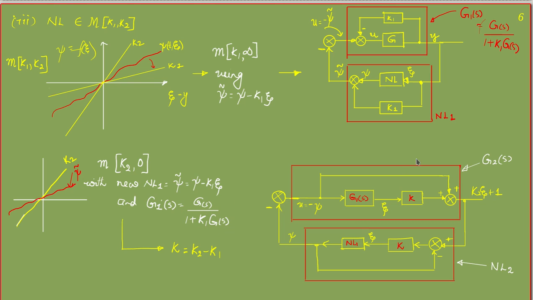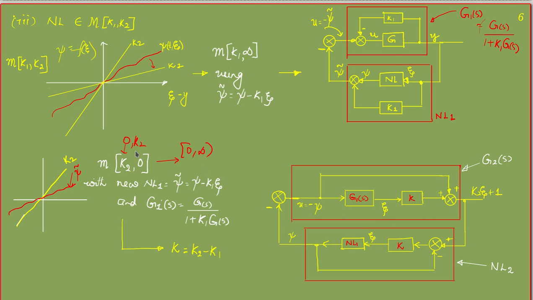Okay. So I have this Gs here. And with this new Gs and this new nonlinearity, I have to shift this K2 to 0. Okay, it was 0 to K2. It is actually 0 to K2, to the 0 to infinity sector. Okay, 0 to infinity sector. So that is what we have to do here.